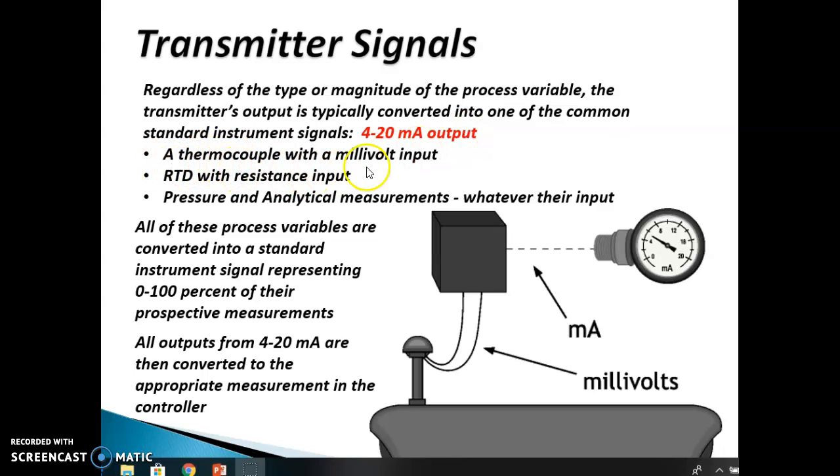So if you have a thermocouple with a millivolt input, or an RTD with a resistance input, pressure or analytical measurements, whatever they may be, flow, level, all of these process variables are converted into a standard instrument signal that gives you 0 to 100% of their measurements, and then converted to the 4 to 20 milliamps.